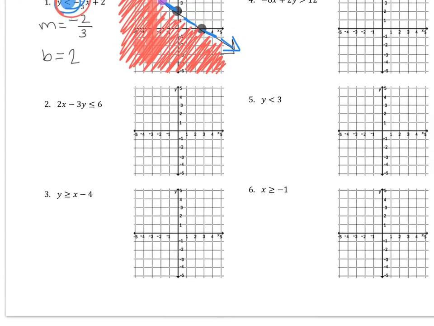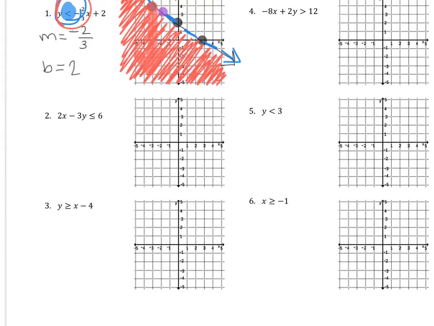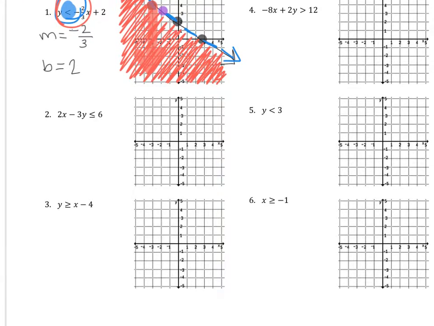I lied. We're going to skip 2 for right now. We're going to go to 3 first, just because it's quicker. So number 2, first thing I got to do is graph it. M equals 1 over 1, b equals -4. So go to -4, go up 1 over 1, up 1 over 1, all the way across my grid. Connect my dots.